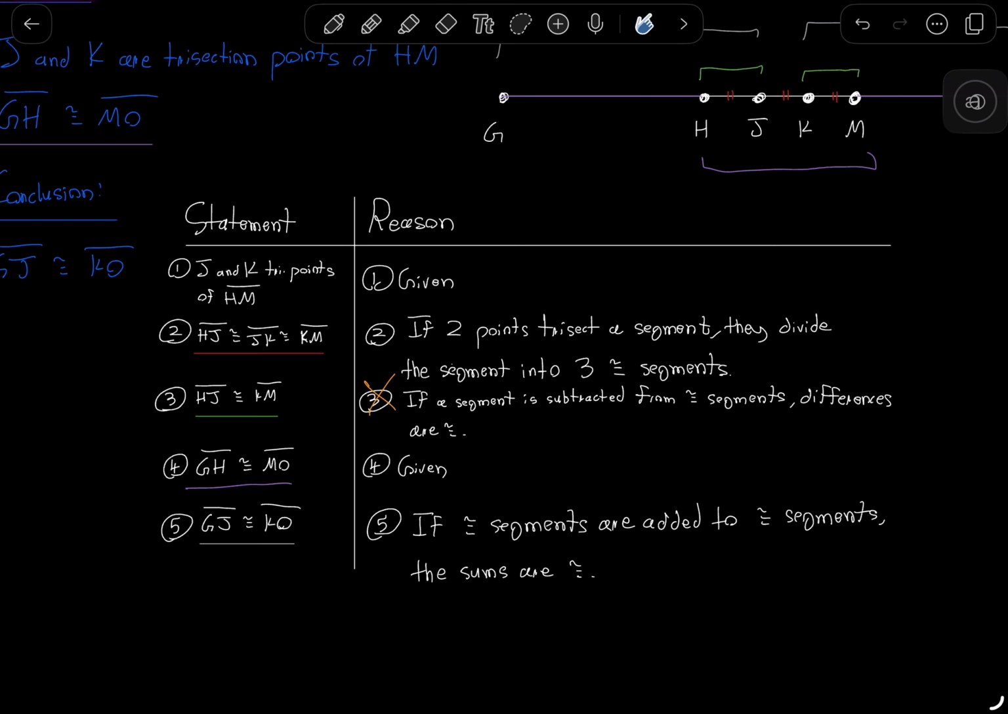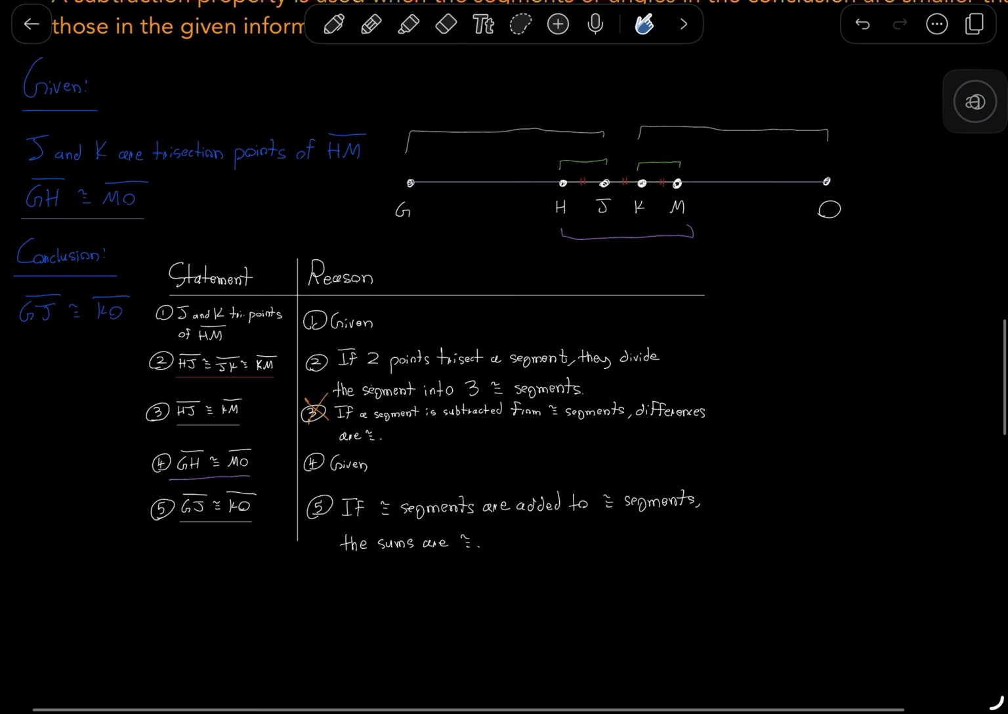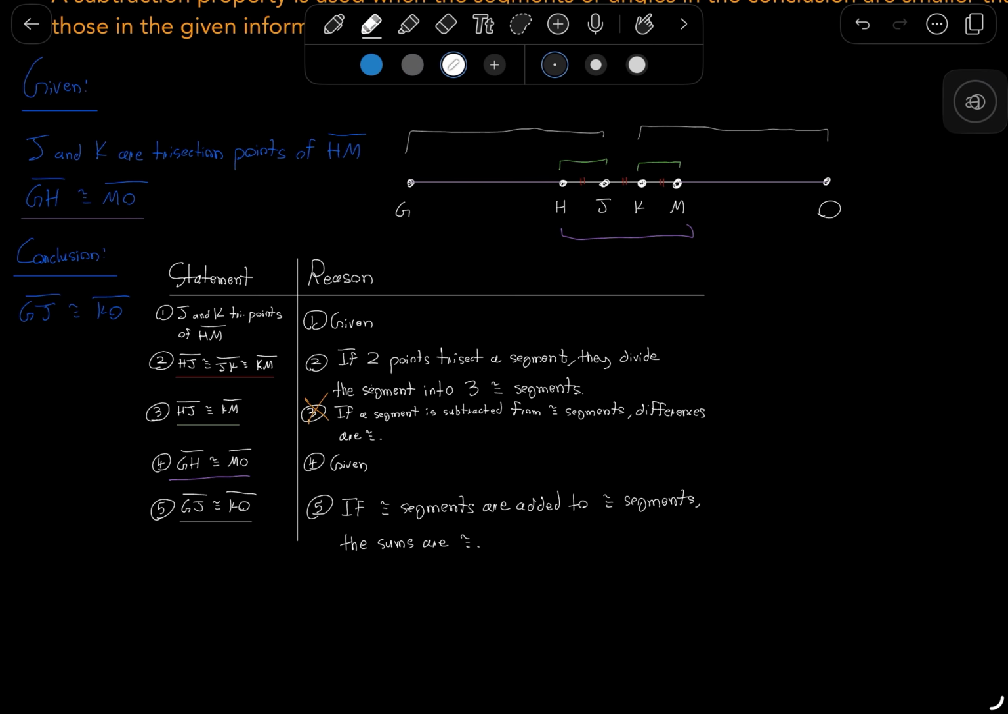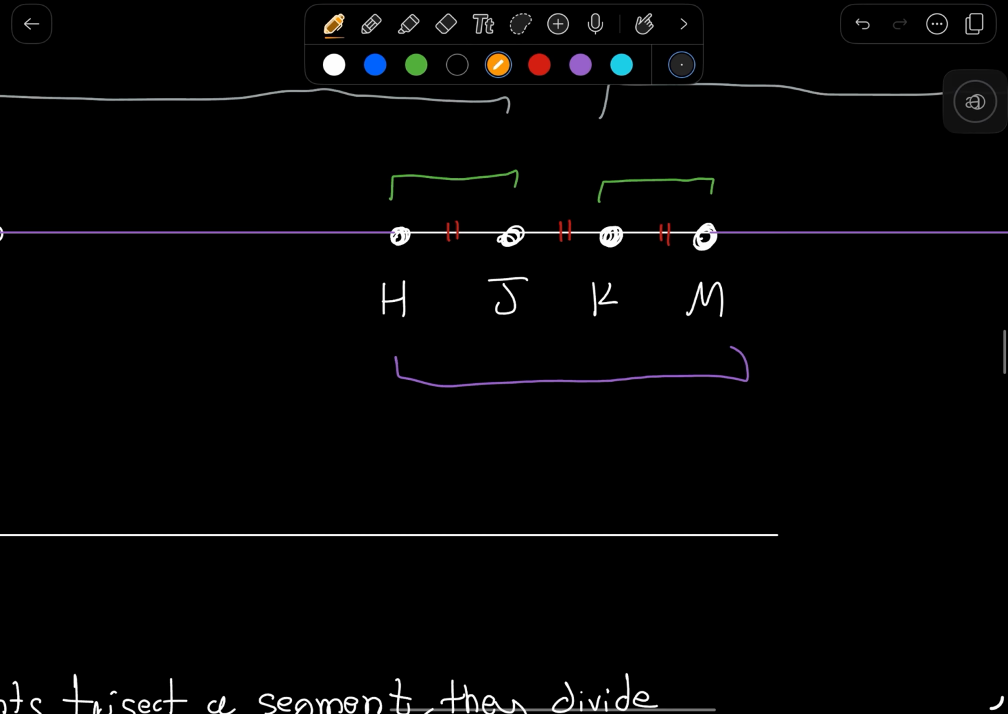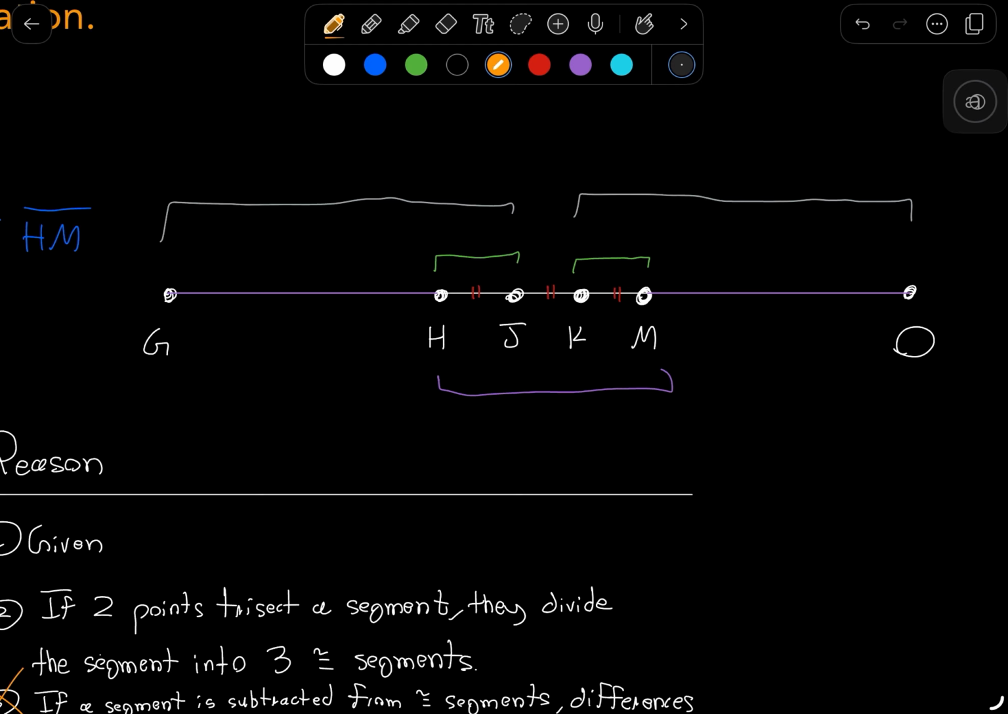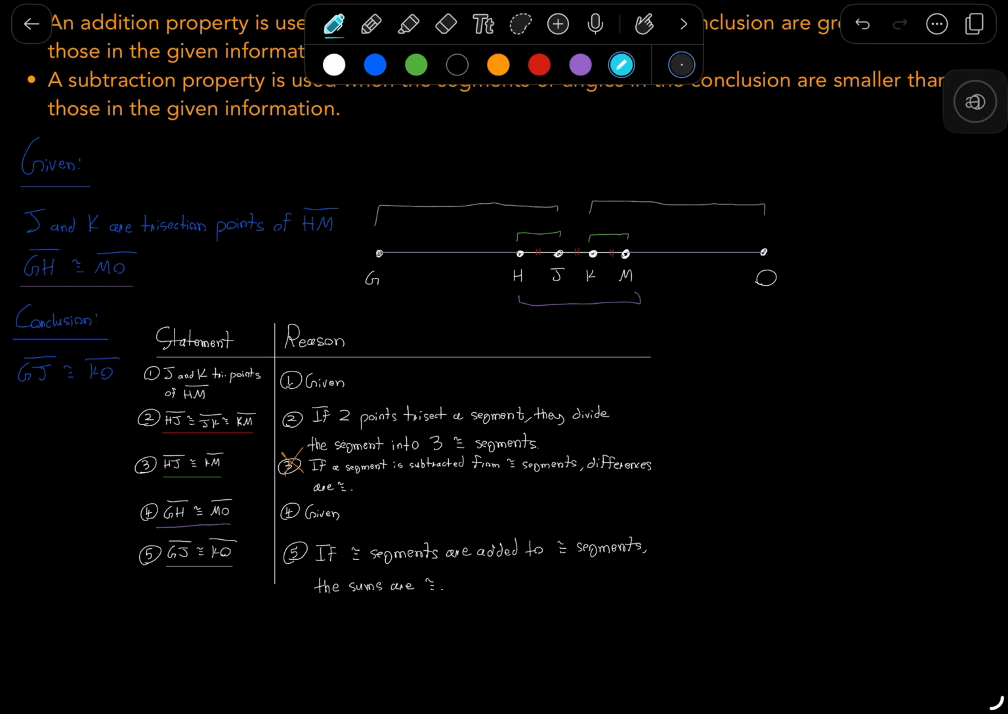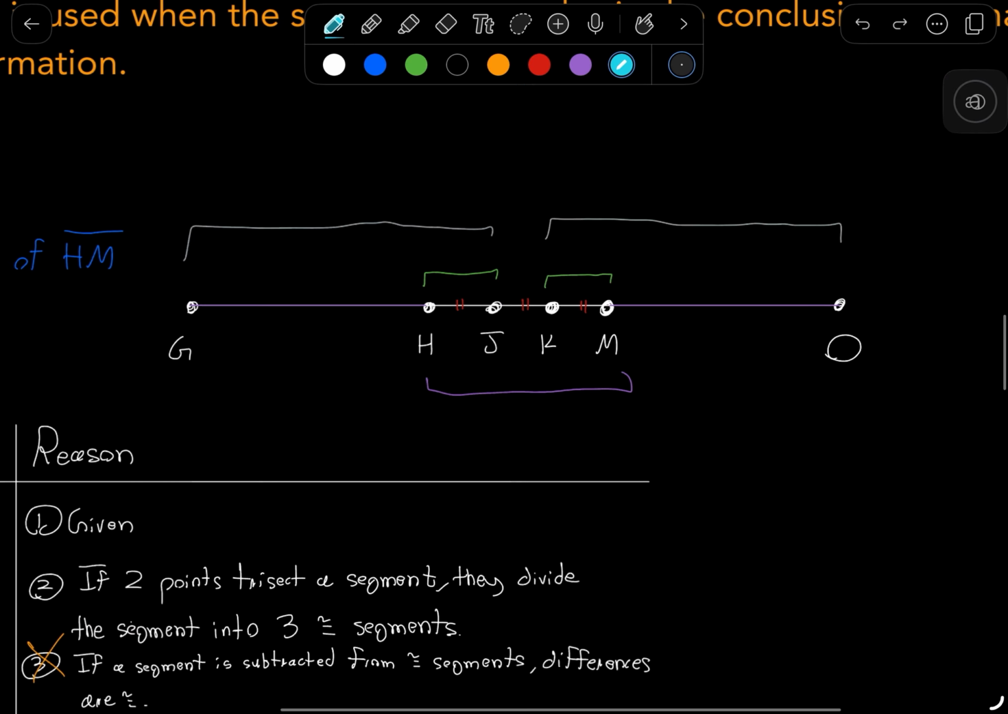But once again, let's write down what else we have. We know that GH is congruent to MO, so of course we're going to write that down. So now we have proven so far that the purple segments are congruent to each other and the green segments are congruent to each other. Now, our conclusion was to prove that these segments here in gray are congruent.